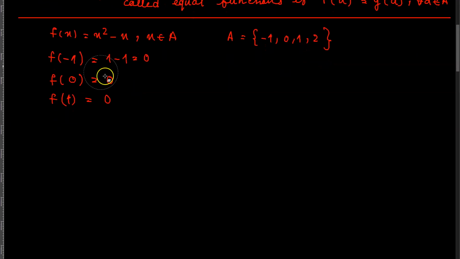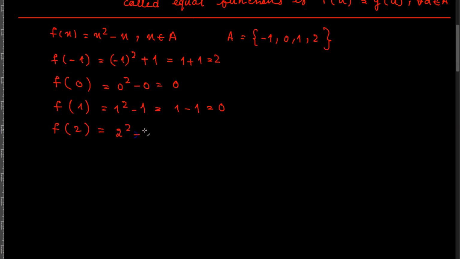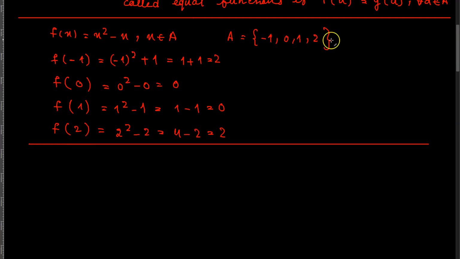so let me do this again, I might have made a mistake here. If I calculate f of negative 1, that is equal to negative 1 squared minus negative 1, which is plus 1. So negative 1 squared is 1, 1 plus 1 is equal to 2. F of 0 is going to give me 0 squared minus 0, which is equal to 0. F of 1 is going to give me 1 squared minus 1, which is equal to 0. F of 2 is going to give me 2 squared minus 2, which is equal to 4 minus 2, which is equal to 2. That is all the outputs of the function f for these inputs.